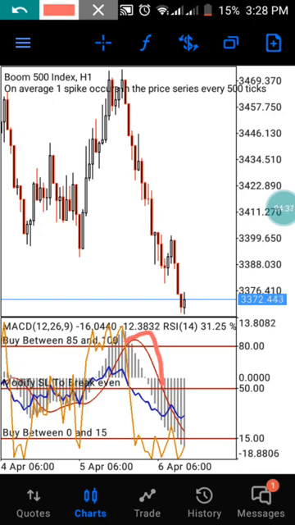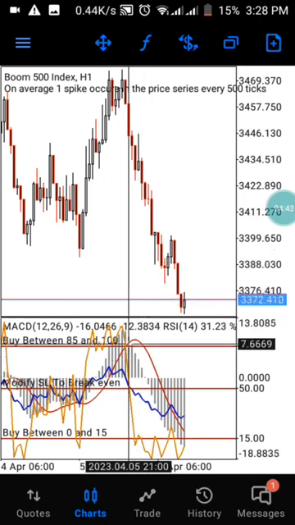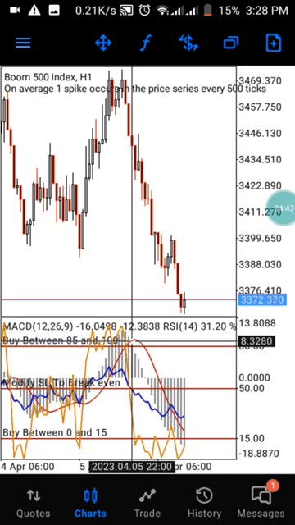You see, at this particular level now, you see my MACD, it crossed above the MACD signal here. You see, it crossed above the histogram here. I believe if you listen to what I'm saying now, you will really have a lot of trades to take using this particular strategy.